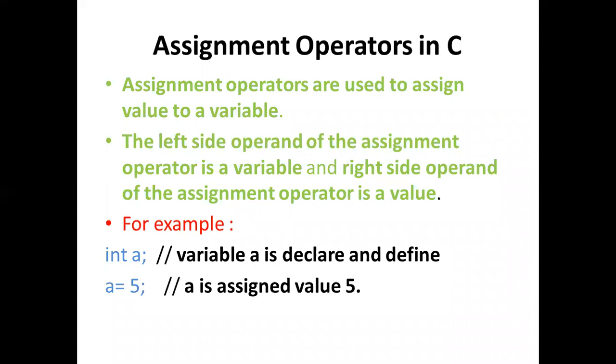The left side operand of assignment operator is a variable and right side operand of assignment operator is a value. For example, we have declared a variable a equal to 5. A is assigned value 5. 5 is the value, so it is present at right hand side of assignment operator. A is a variable, so it is present at the left hand side of assignment operator.